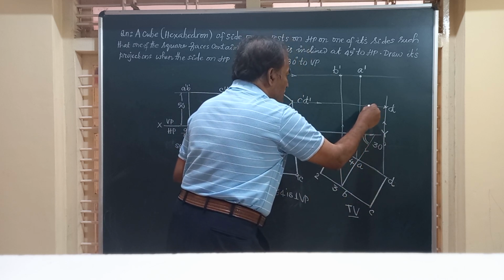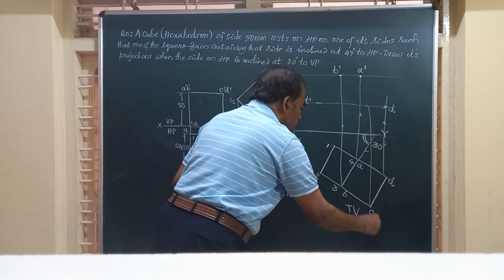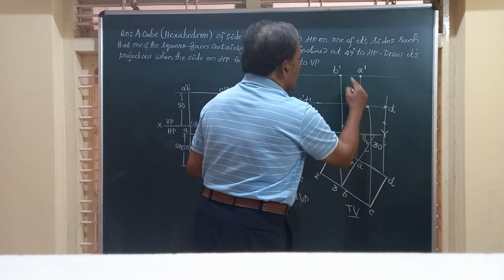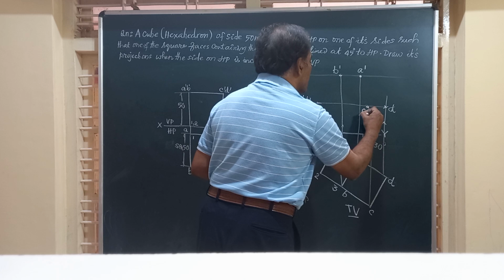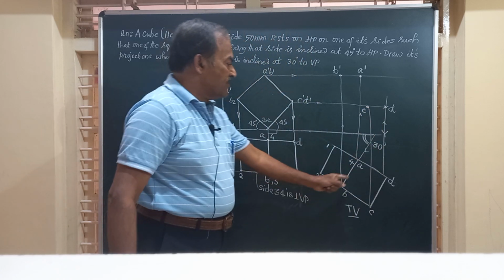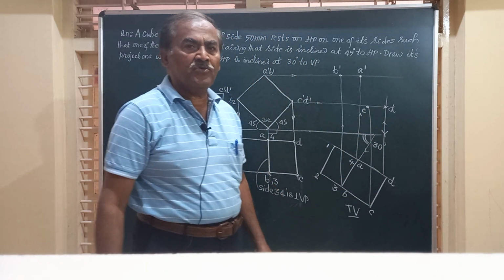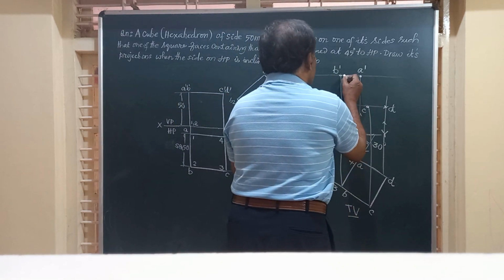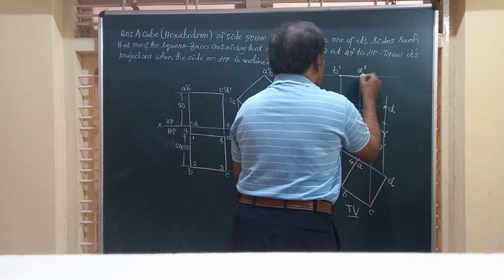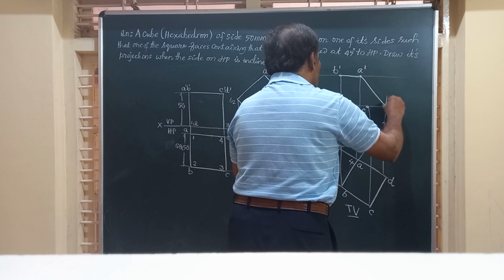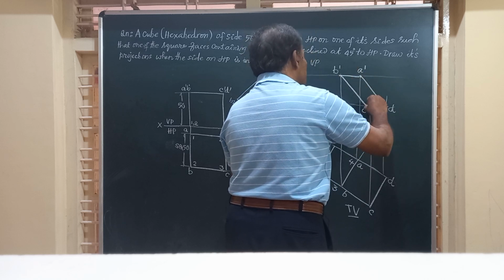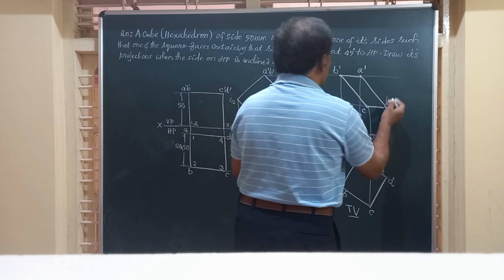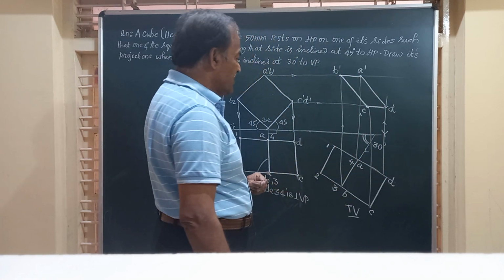So I will call this as point A, B, C and D. Friends, I told you the face ABCD of the cube is nearer to the observer and hence all this is totally visible and you have to show it by what we call visible lines or dark lines. So friends, we have got one of the faces of the cube.